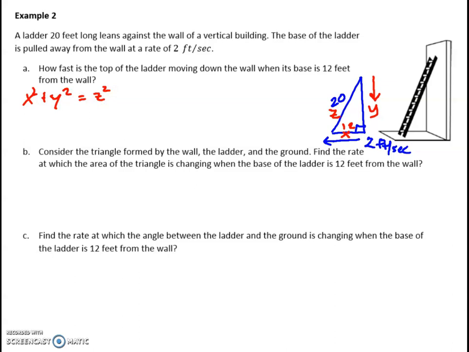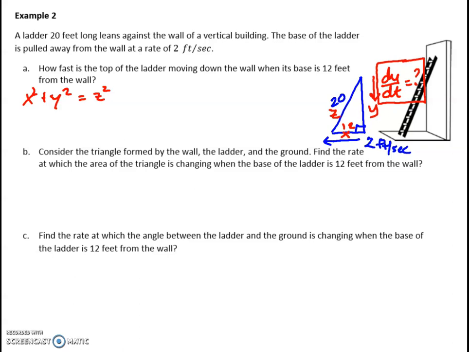Okay. None of these involve rates yet. And remember, I want to find how fast the top of the ladder is moving down, which means I want to know the rate at which this is changing. So I could actually just call that dy/dt, right? Because that's the rate at which the y is changing. So I'm looking for that. But to introduce rates into equations, you would need to take the derivative so that rates show up.